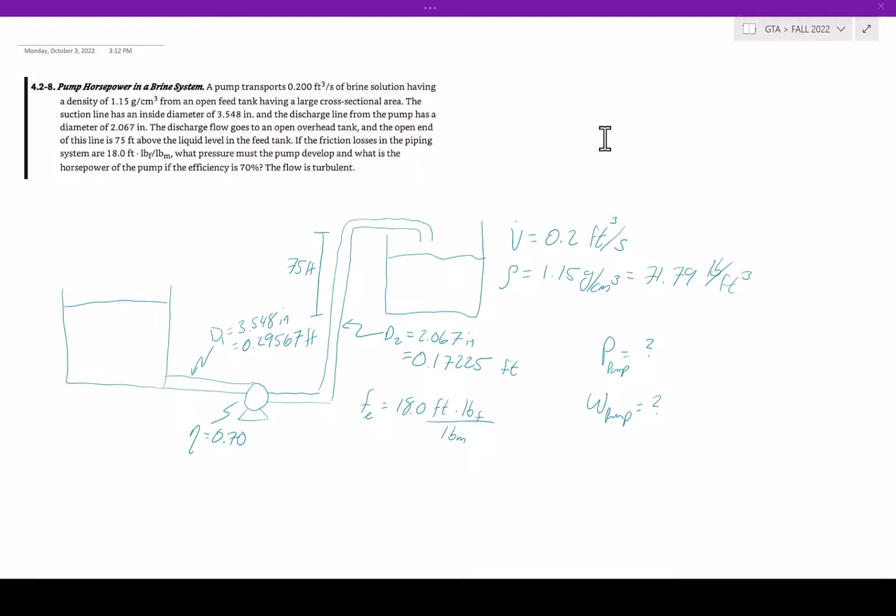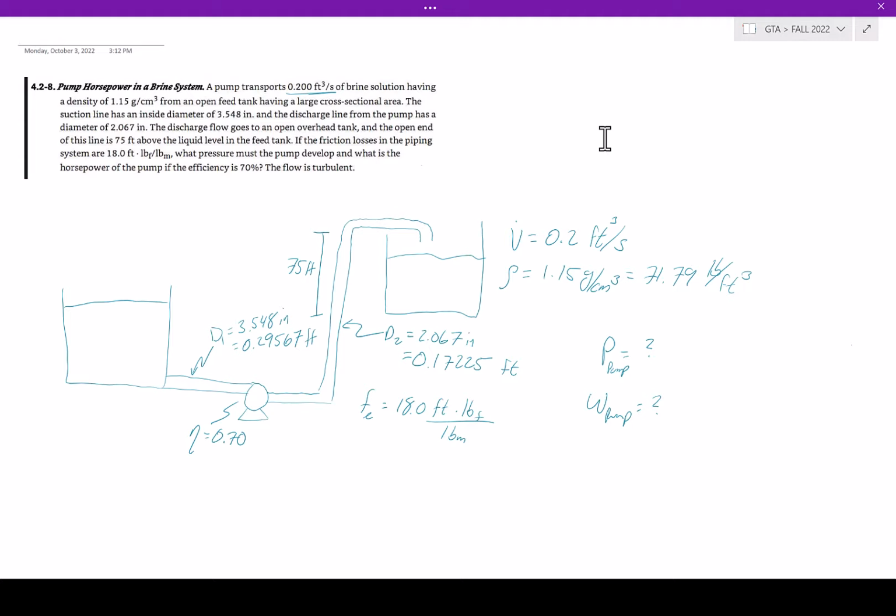Hello, everybody. So I have here the last problem that we talked about in class, the mechanical energy balance problem with the brine solution. I've gone ahead and already drawn it out and did the necessary information. So right here is the volume flow rate that we have. One thing to note right off the bat is the pump is delivering this flow rate throughout it.